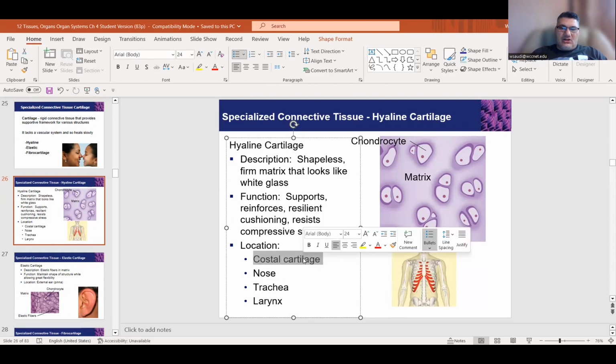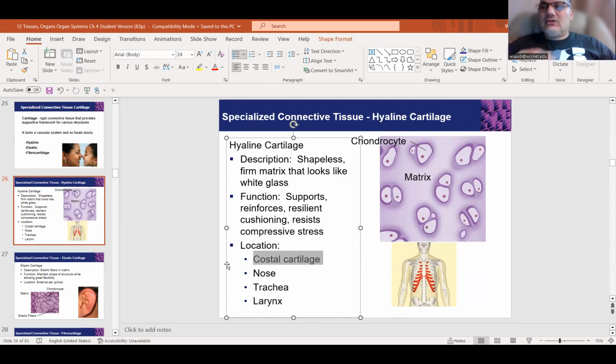Ribs. We call it costal cartilage. Trachea and larynx. This is your trachea right here. This is your larynx. If you can see me, your throat, this is your larynx. And under the throat, this is your trachea. Both of them have cartilage, hyaline cartilage specifically.